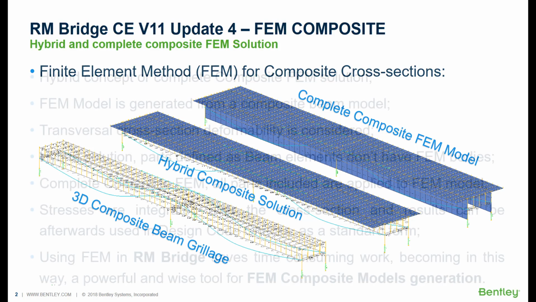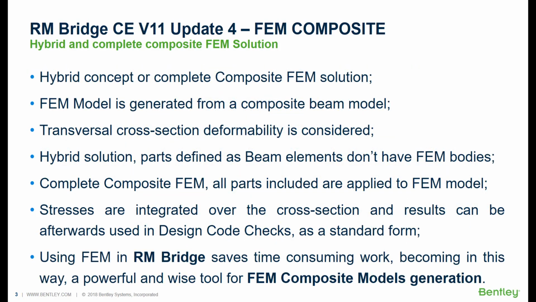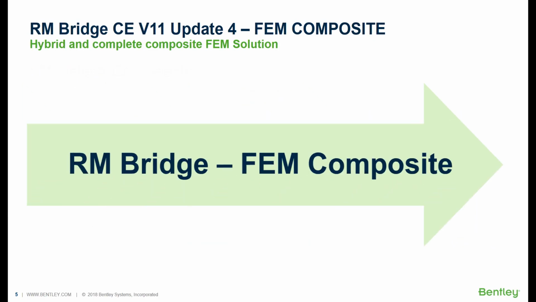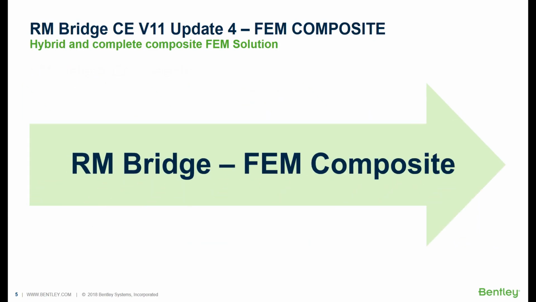In RMBridge, it's very easy and simple to change from one 3D composite beam model to one hybrid FEM model or to a complete composite FEM solution. In RMBridge, stress FEM values are integrated over the whole deck cross-section for getting the final results in beams, whereby design code checks can be performed in the standard form. This new feature in RMBridge corresponds to a very powerful and wise tool for FEM composite models generation. So let's see how to do it.